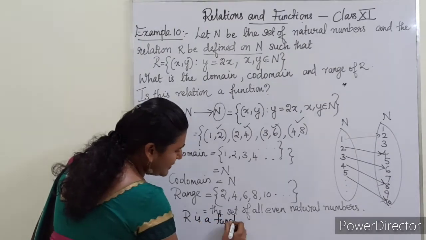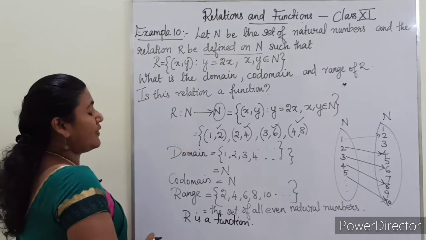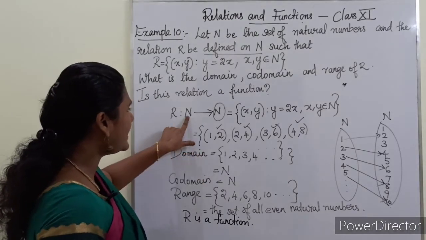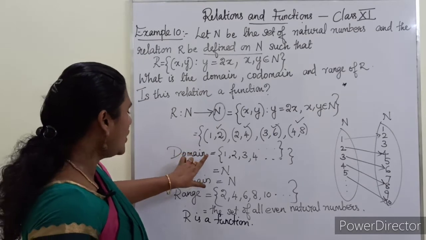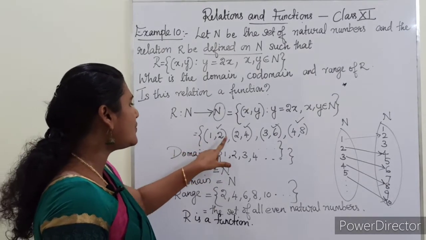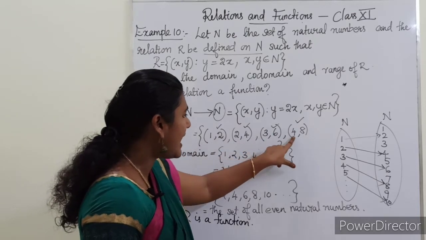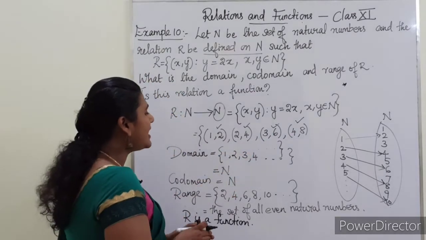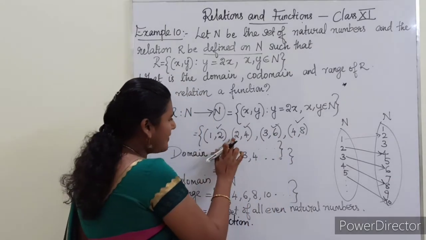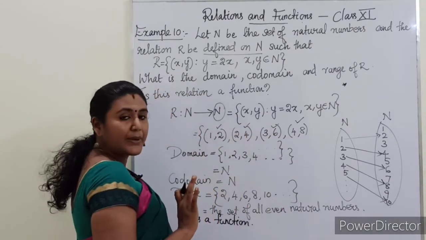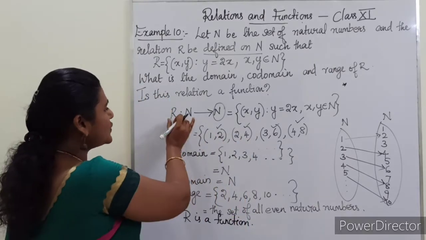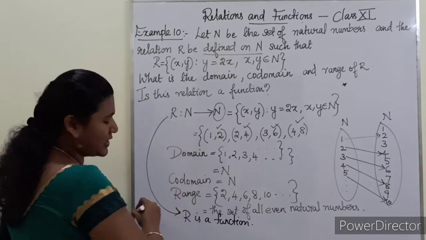Another method is also there. We have to check the domain of R. It should be the first set. Here we already got the domain of R equal to N. And the second condition: no two distinct ordered pairs will have the same first element. If you see the ordered pairs we got as the elements of R, no two distinct pairs have the same first element. So it satisfies both the conditions, and we can say that R is a function.